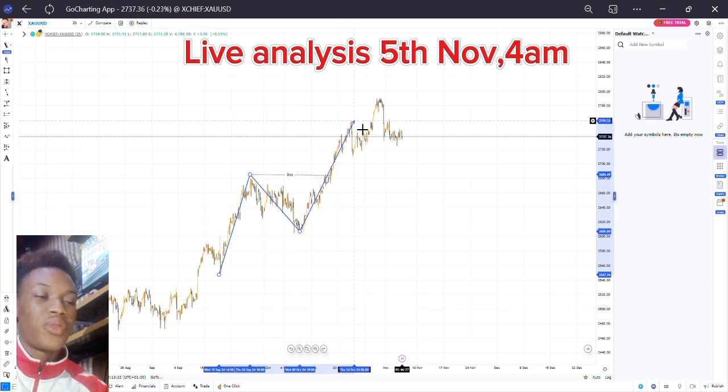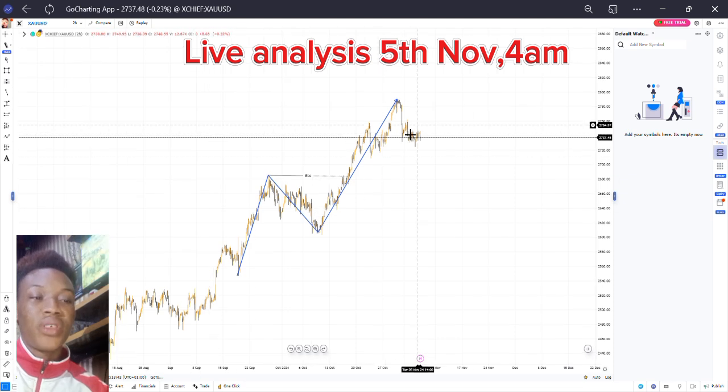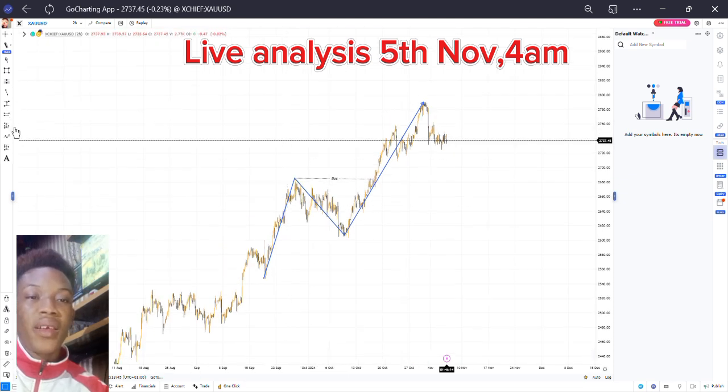An impulsive move. This is more like an impulsive move. Price has not taken out the low, so it is still an impulsive move, guys. We are still on an impulsive move on XAUUSD.